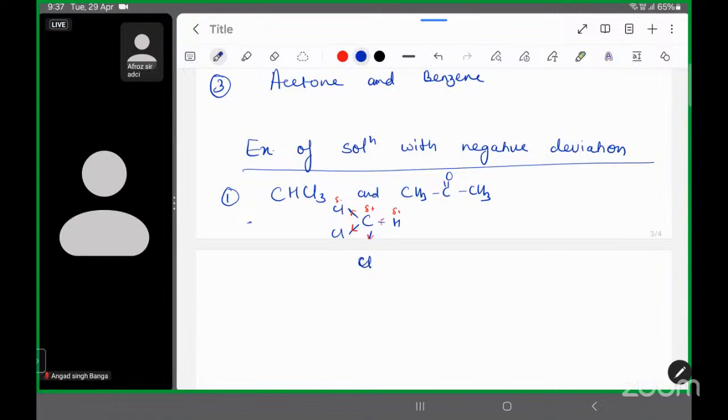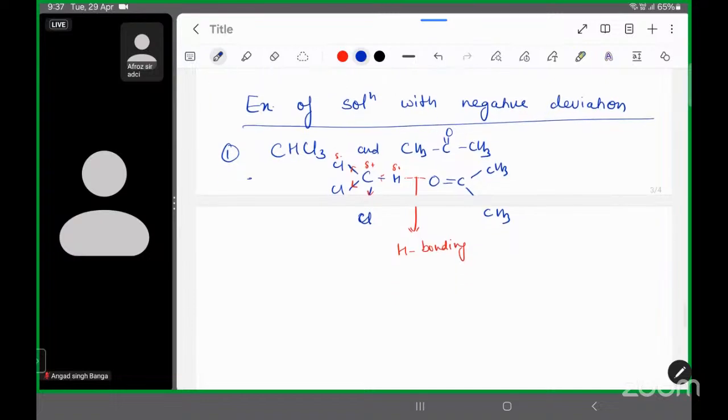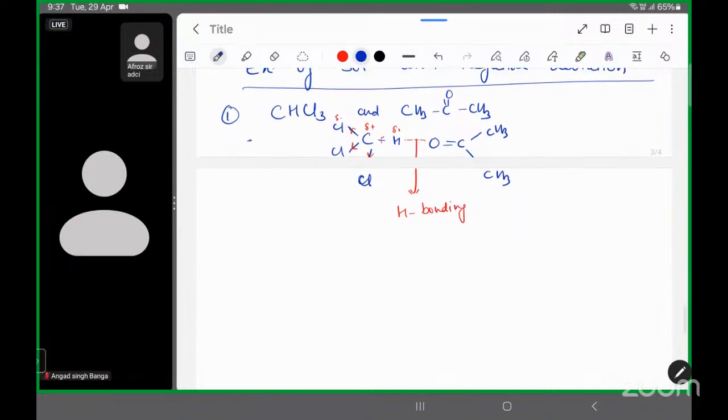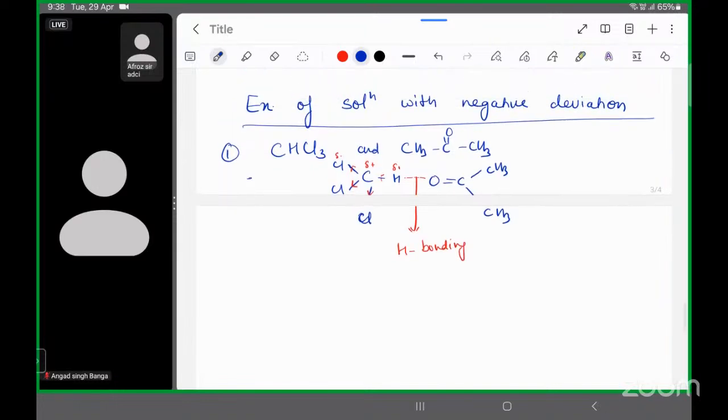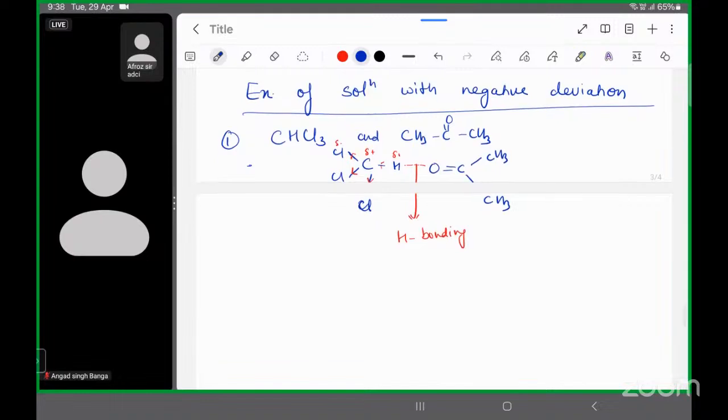And on this side, COCH3, CH3. So one type of hydrogen bond develops between these two, and this hydrogen bond is strong enough. The hydrogen bonding holds these molecules a little more strongly. So they have a lower tendency to vaporize and they show negative deviation.